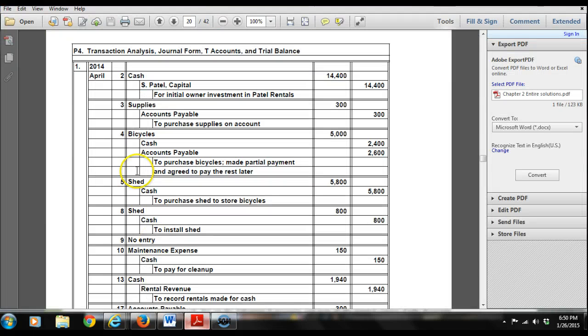So as you can see here, bicycles were debited for $5,000, which is an asset. Our cash, which is an asset, decreased by $2,400, so we're going to credit that. The normal balance of an asset is a debit balance. When we decrease an asset account, we credit it. And then we'll also have a credit to accounts payable for $2,600.